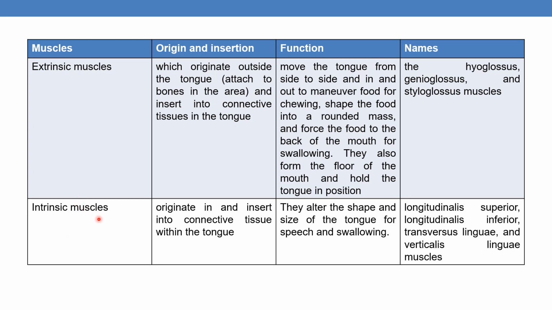Next, coming to intrinsic muscles. They alter the shape and size of the tongue for speech and swallowing. Examples or the names of intrinsic muscles of the tongue are longitudinalis superior, longitudinalis inferior, transverse linguae, and verticalis linguae muscles.